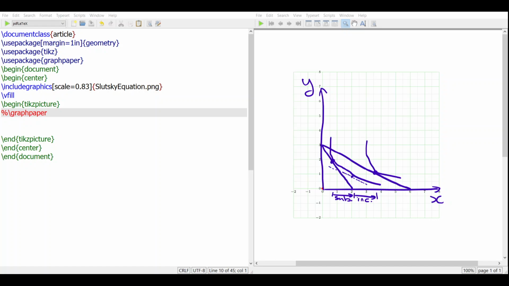So now we want to draw this substitution effect, income effect, sum effect, or the Slutsky equation. You can see there are two goods, x and y, and the two budget lines here, and the original bundle is here. After the change in the price, the optimum bundle is here, but we want to see the substitution effect and income effect.